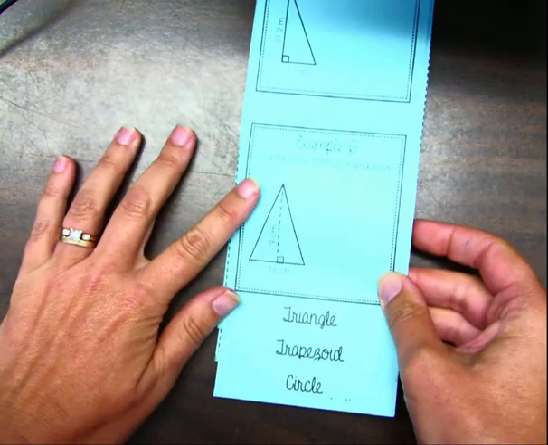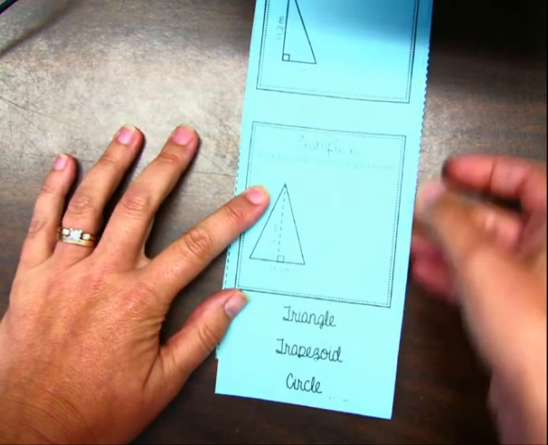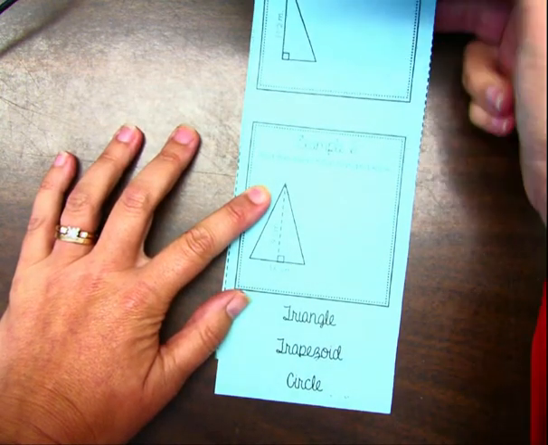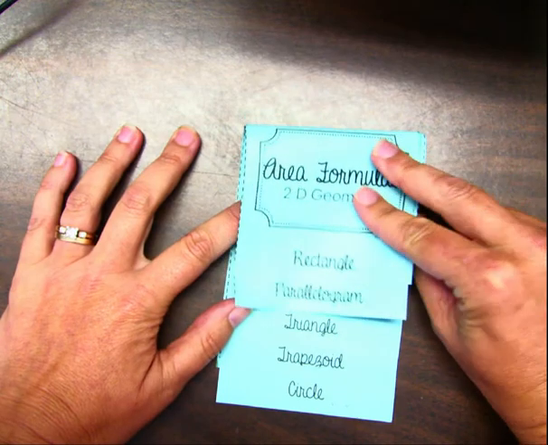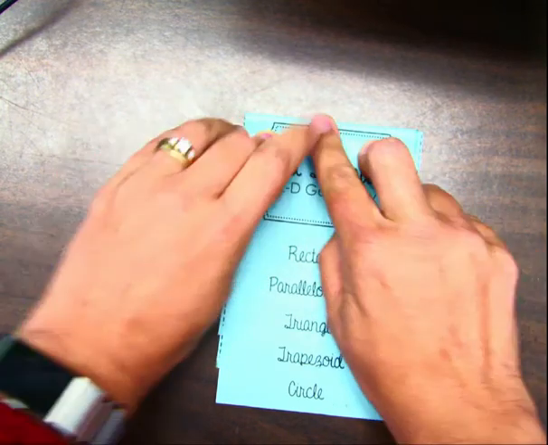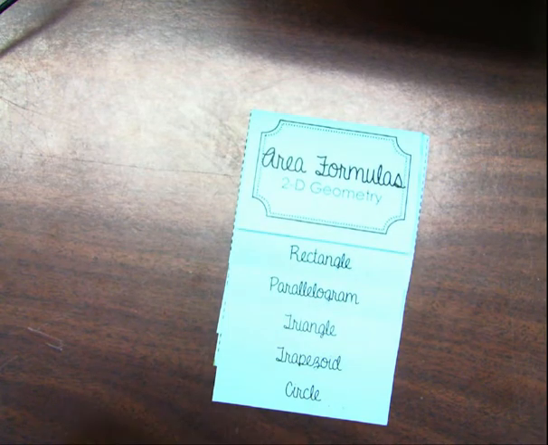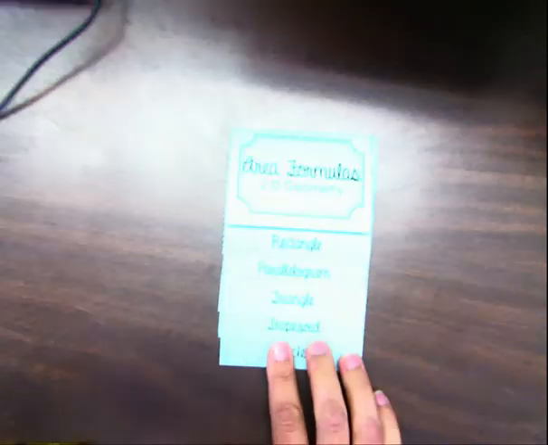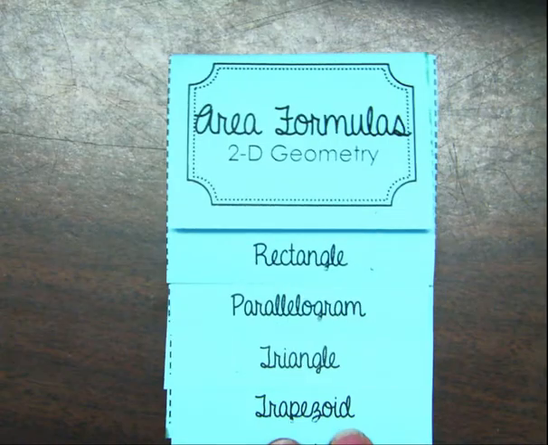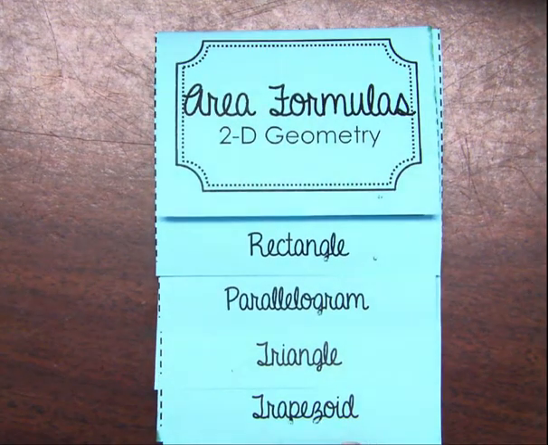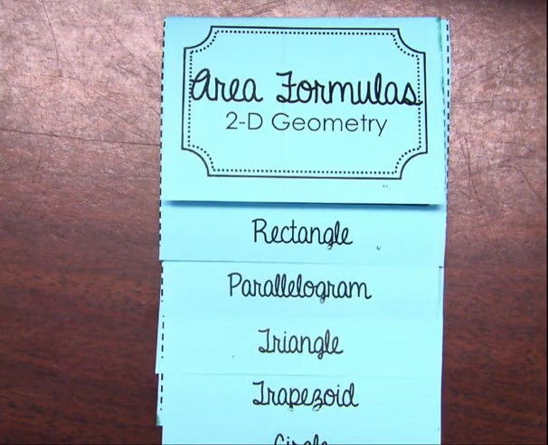Once you have those words, triangle, trapezoid, and circle, in that order, you should be able to take the top of your foldable and just kind of flip it over to the bottom. And you can then crease along the top and you should have a little flip book. So what we're going to do today is we're going to fill this out. We're going to talk a little bit about our formulas, try some examples, and then just talk quickly about perimeter.